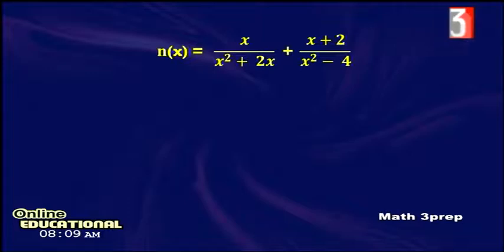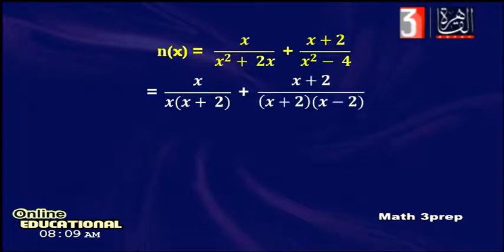First of all, you are going to make the factorization. So, it is x over, take x as a common factor, the bracket will be x plus 2. Plus, by factorizing the denominator of the other part, so it is x plus 2 over, difference of two squares, x plus 2, x minus 2.